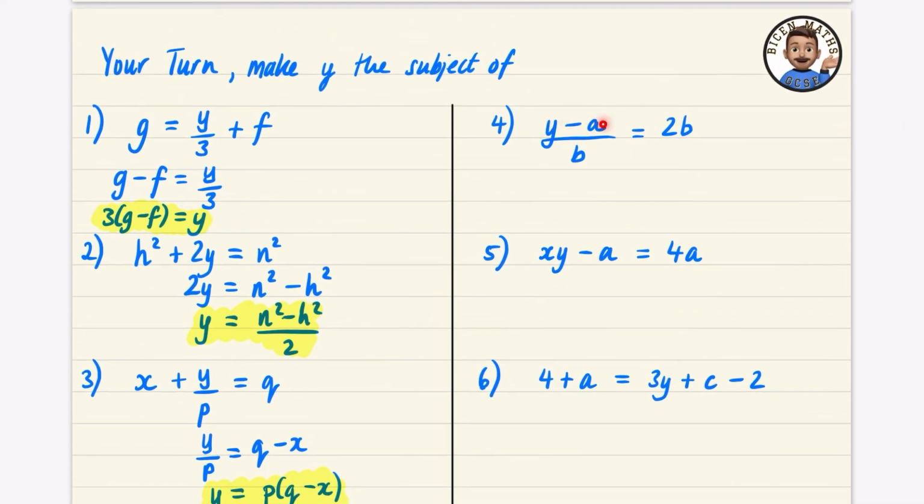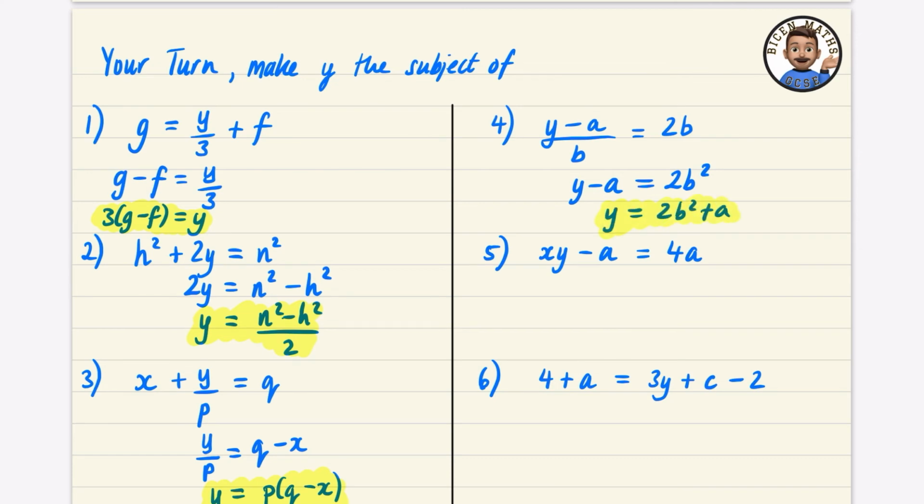Okay, question 4, subtract a, divide by b. So I think my first thing is to multiply by b. And when I do 2b times b, I get 2b squared. And then I'm going to plus the a, so I either get 2b squared plus a, or you could have written a plus 2b squared. Either of those would be fine, but I'm just going to go with this one because it's the first part that I wrote down.